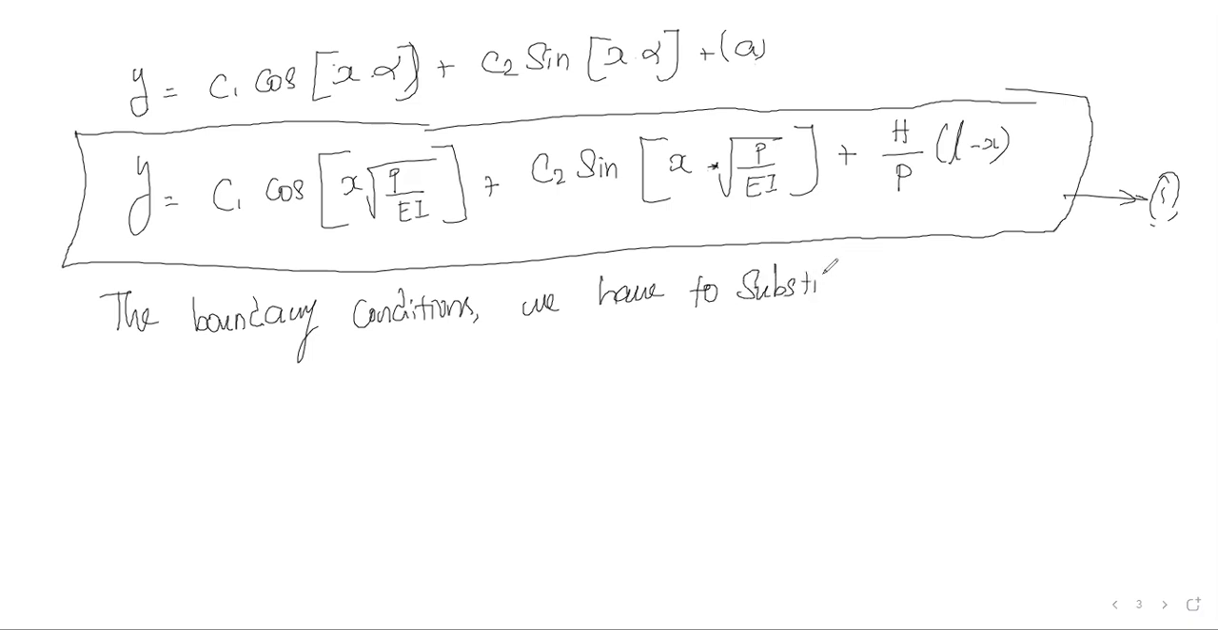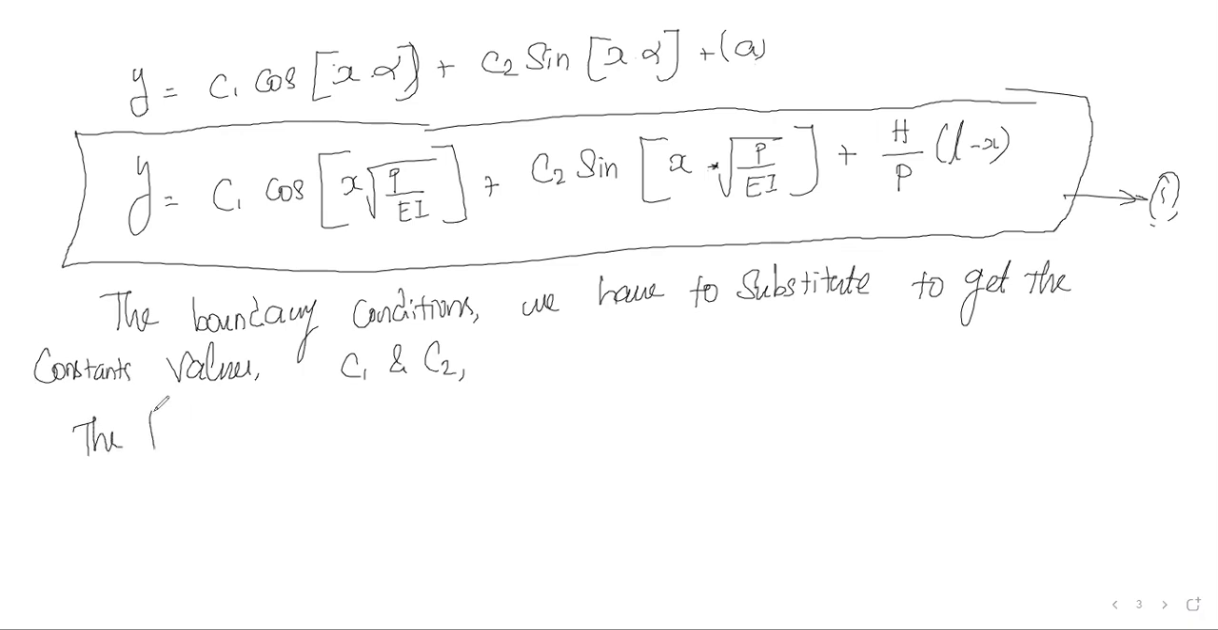Okay. Substitute to get the constant values C1 and C2. So the boundary conditions are, okay, so come to the first slide.